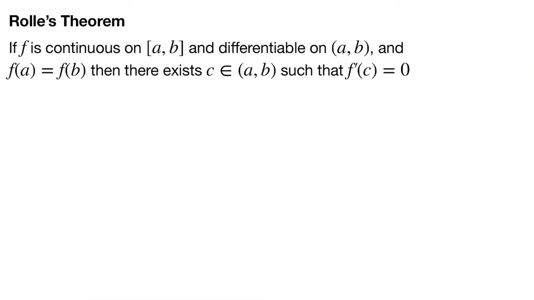So the first one is called Rolle's theorem. Some of you may have learned Rolle's theorem. I never did. I learned the mean value theorem that we're going to talk about in a second. And Rolle's theorem is really just a special case of that, but it's easier to prove. So we're going to prove Rolle's theorem and then use Rolle's theorem to prove the mean value theorem.